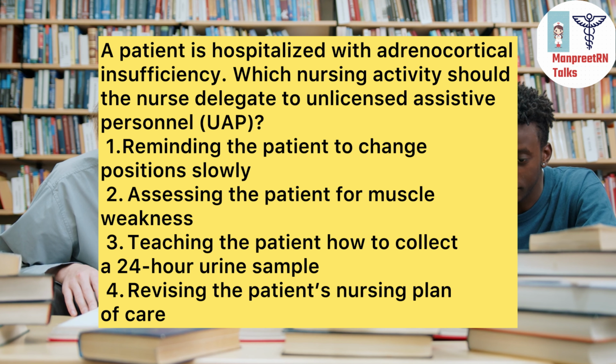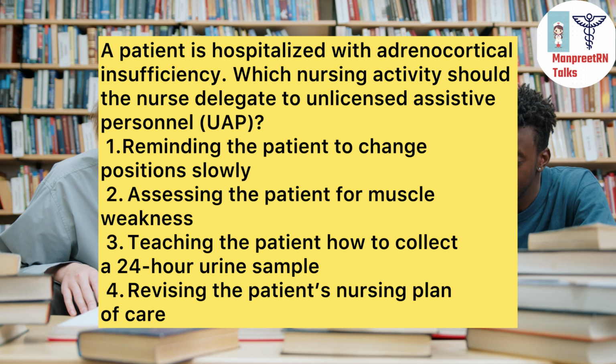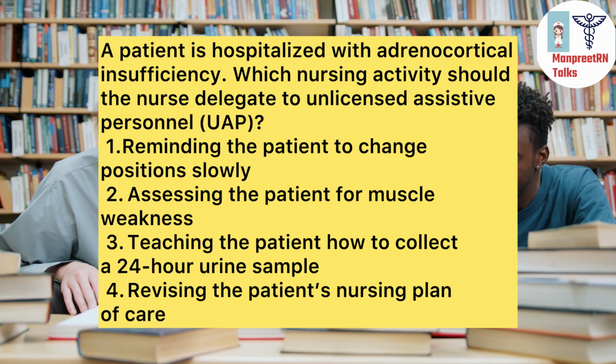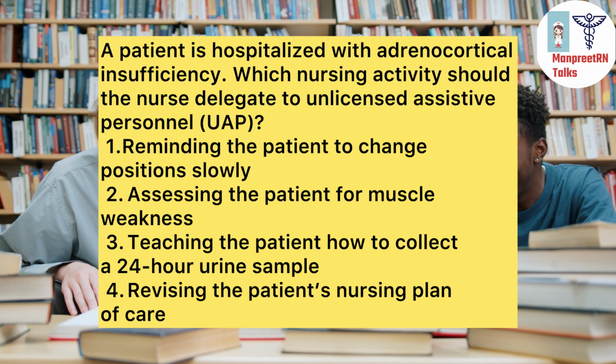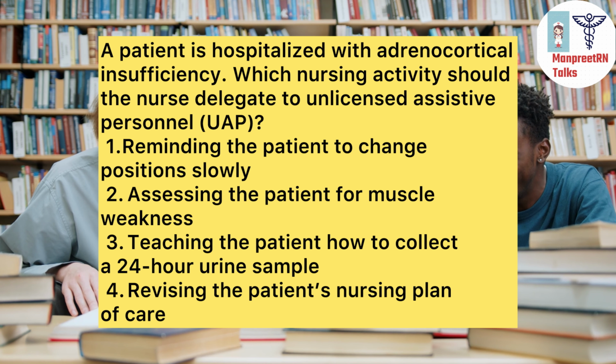So next question. A patient is hospitalized with adrenocortical insufficiency. Which nursing activity should the nurse delegate to the UAP? Option 1, reminding the patient to change position slowly. Option 2, assessing the patient for muscle weakness. Option 3, teaching the patient how to collect a 24-hour urine sample. Option 4, revising the patient's nursing care plan. So the correct answer for this is 1, reminding the patient to change position slowly.